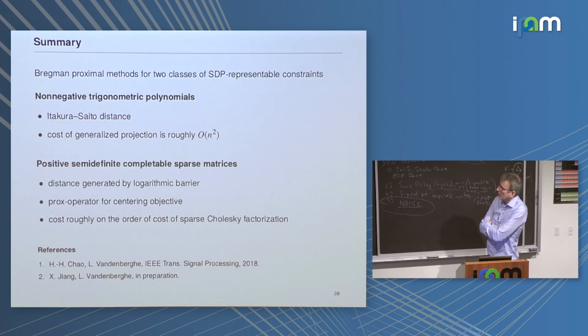And the second example, we applied this to the centering problem, not the original SDP, but the cost is dominated by the cost of a sparse Cholesky factorization with the same sparsity pattern E as in the problem. Right? So that's much less than n cubed.